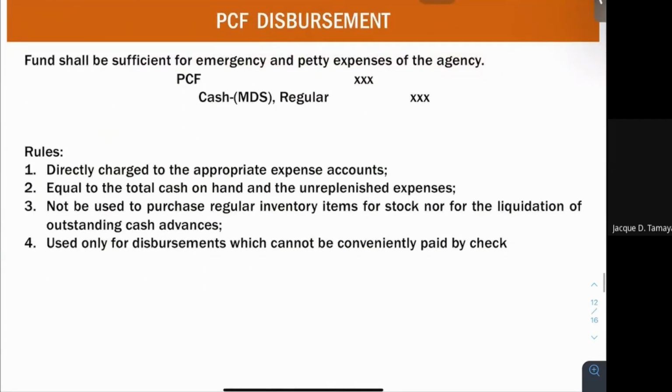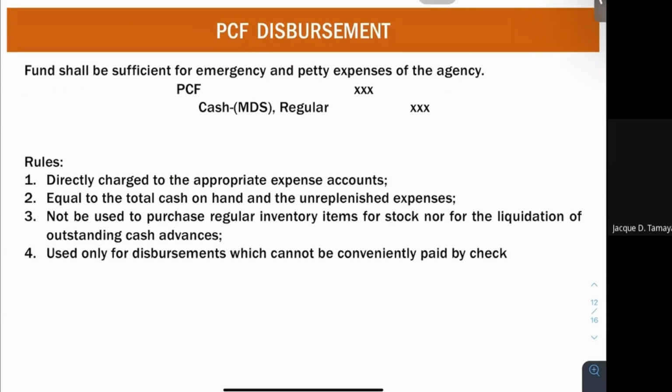Next, we have your PCF disbursement. Under your PCF, or petty cash fund disbursement, there is a separate fund which is set aside. So normally we will make use again of our MDS checks. So cash MDS regular is our credit and we debit petty cash fund. Take note, what we need to determine whenever you disburse through check is the disbursement authority. If the disbursement authority comes from your notice of cash allocation, then you use MDS check. But if the disbursement authority does not come from your notice of cash allocation, but comes from the agency income or receipts, then you can use a commercial check.